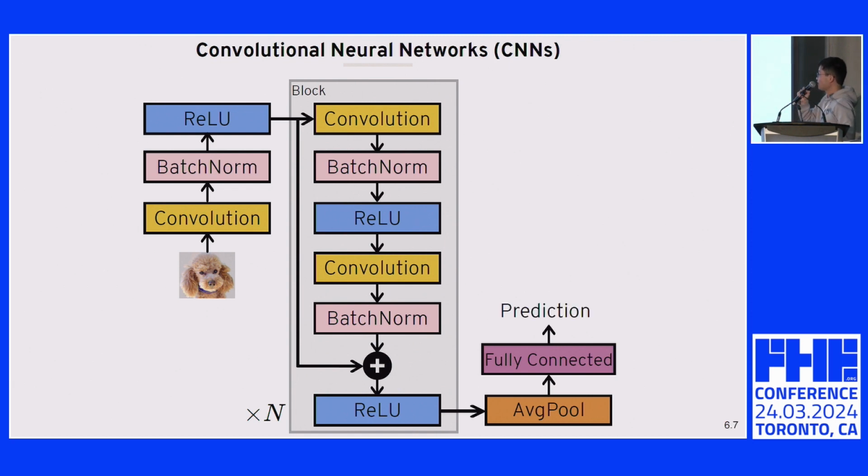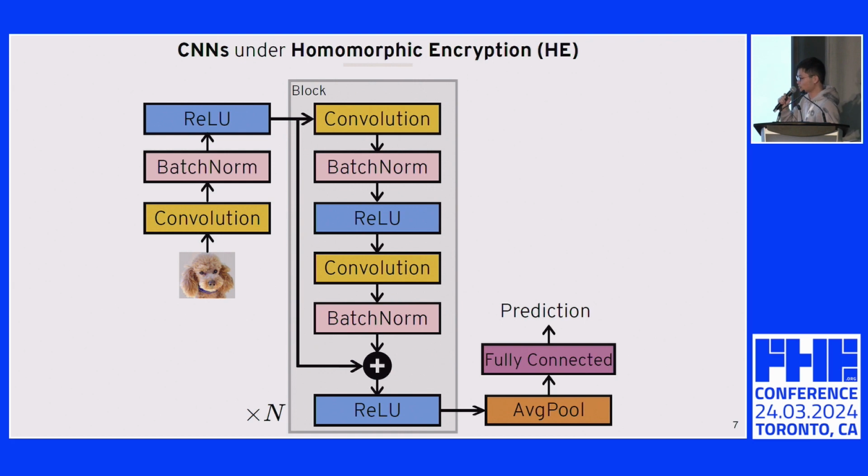If we want to evaluate these convolutional neural architectures under homomorphic encryption, we need to tweak the architecture a little bit so that we can evaluate it under CKKS. Now we input the encrypted data. It's a ciphertext, and we will get an encrypted result. The prediction is an encrypted result. And the neural architecture and the weights of the architecture are plain text and held by the cloud server.